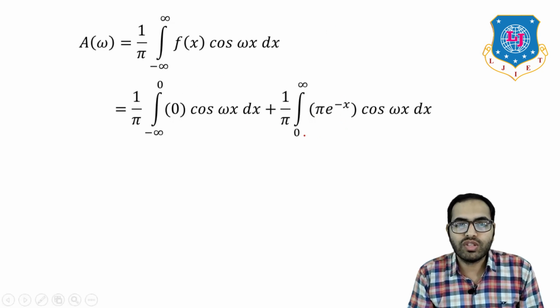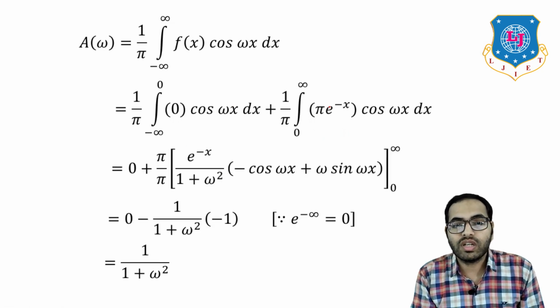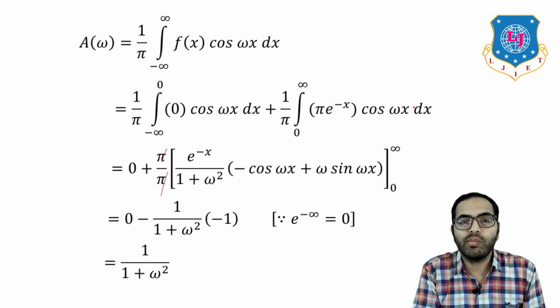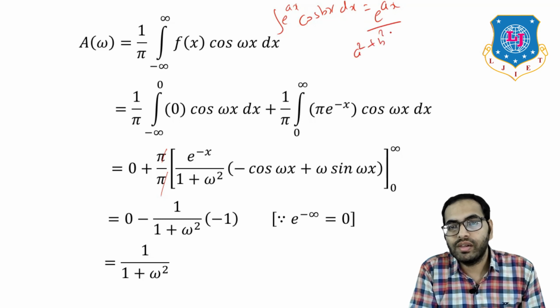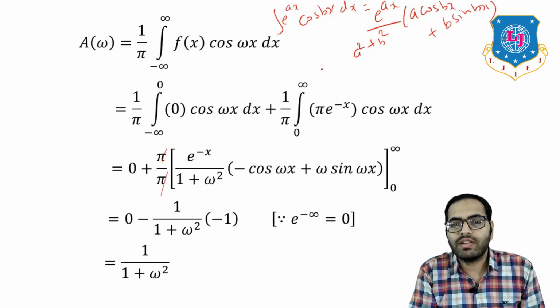Now the first term becomes 0, since 0 into anything is 0, plus, this pi is a constant that comes out, then pi will cancel out. Integral of 0 to infinity e raised to minus x cos omega x. Then we have the formula: integral of e raised to ax into cos bx dx equals e raised to ax upon a square plus b square times a cos bx plus b sin bx. In this kind of formula, the value of a is equal to minus 1 and b equals omega.